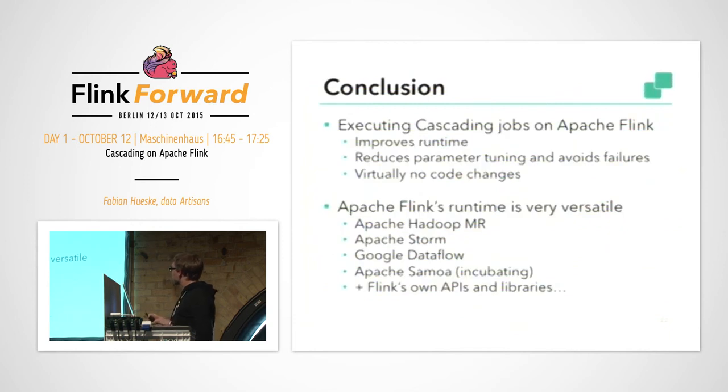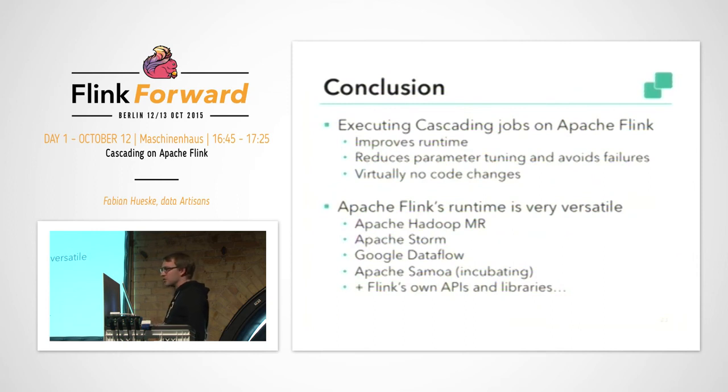Okay, to conclude, executing Cascading jobs on Apache Flink improves the runtime, at least for the few examples that we evaluated. It reduces the parameter tuning and avoids failures because you don't have to really tweak your parameters. How much can I set this spillable list threshold until things break? What happens if I use a new data set and so on? All of that, you don't need to worry about if you're using Flink, because Flink's operators handle that by themselves.